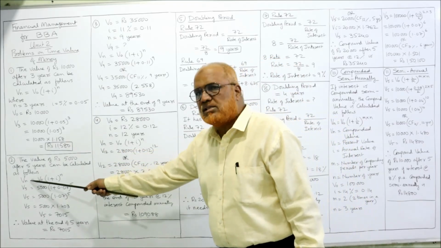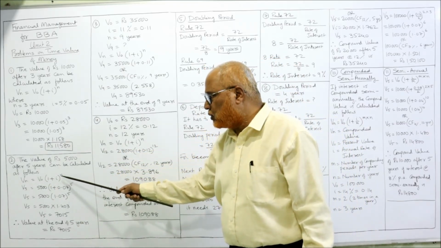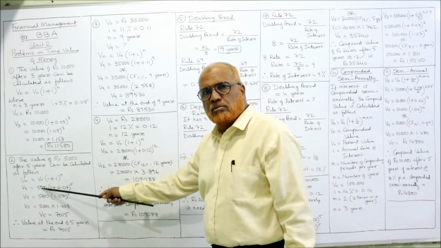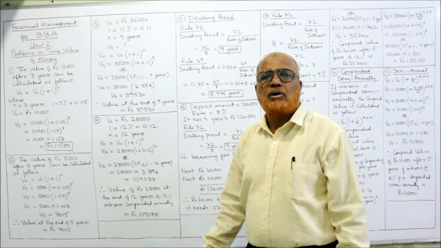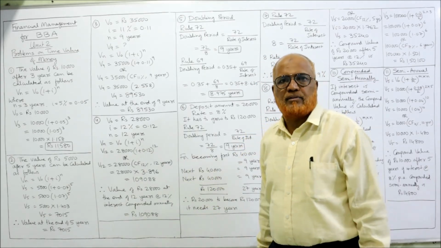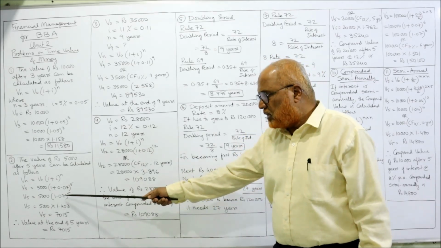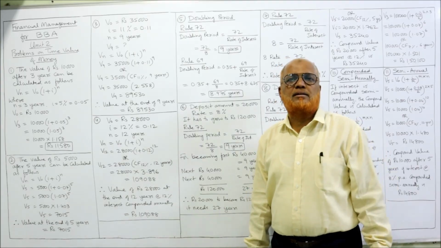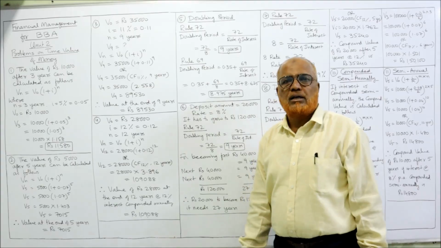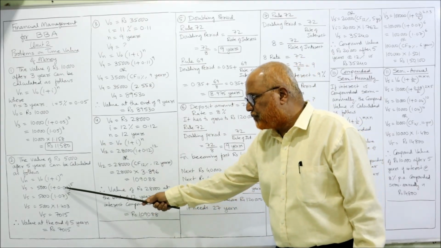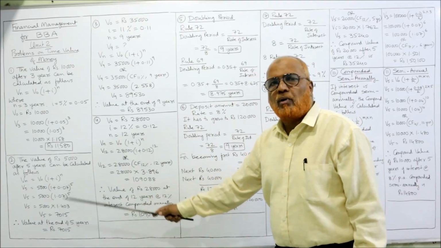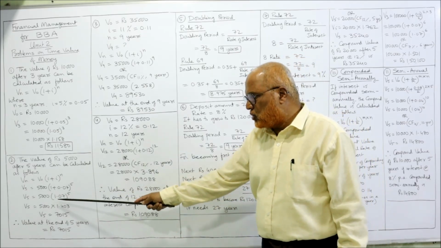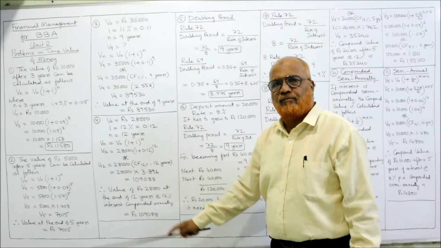Same formula, Vn is equal to V0 into 1 plus i to the power of n. Right? So in place of V0 I am writing 5,000. V5 we need because we need the compound value after 5 years. So 5,000 into 1 plus, the rate of interest is given as 7%. So 7 divided by 100, you will get 0.07. n is 5 years. So 5,000 into 1.07 to the power of 5.